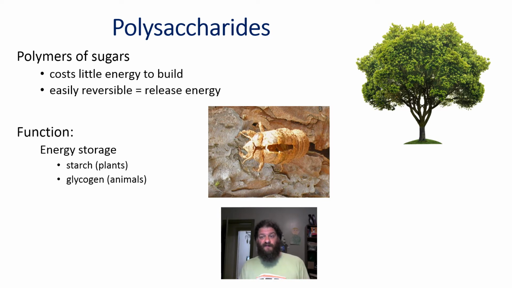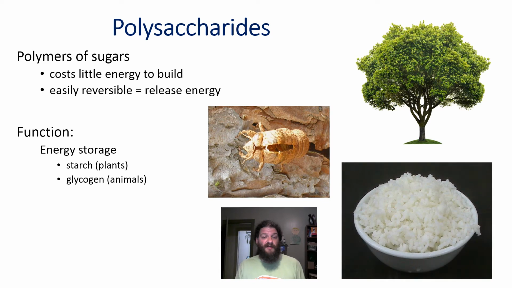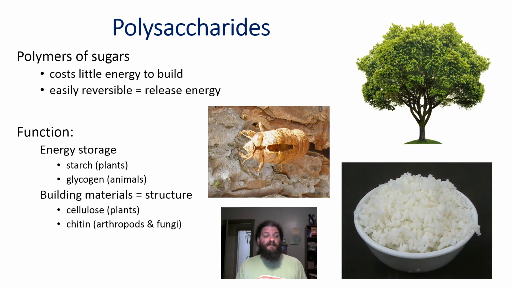Because of this ease at which you can make complex carbohydrates, or plants can, they also are used as building materials, making cell walls, and certainly we see this in animals as well, as arthropods use them to make the exoskeletons.